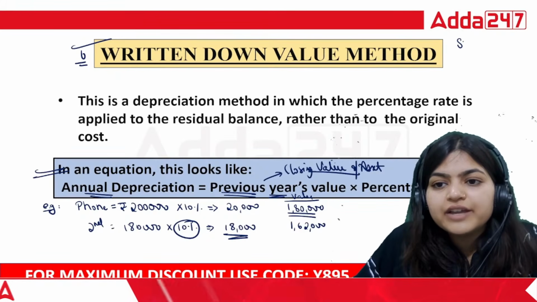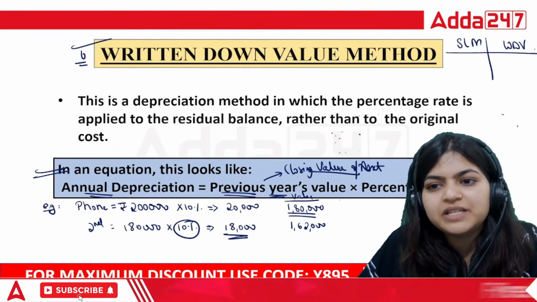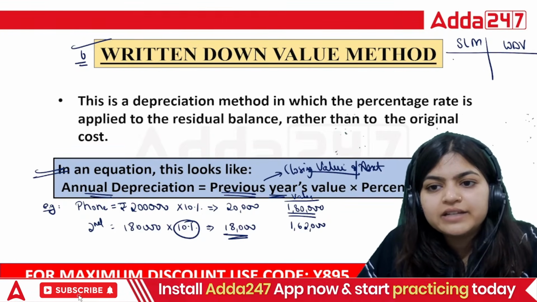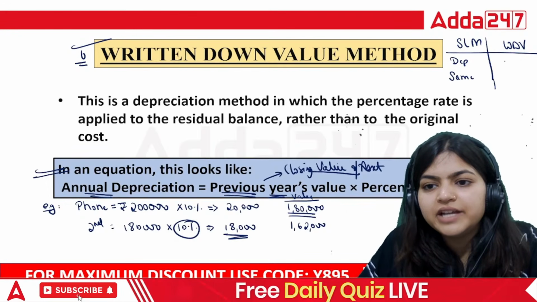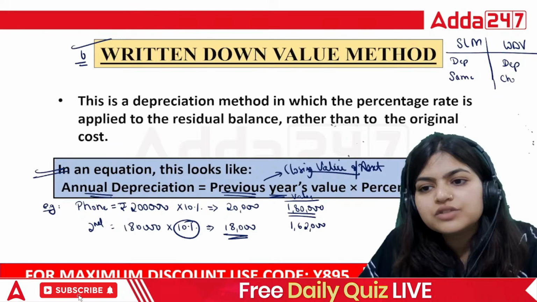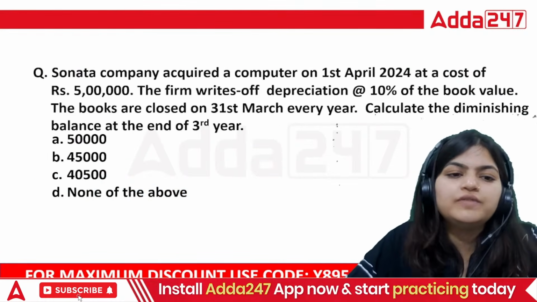So if I say in a very short manner the difference between SLM and WDV: in SLM the depreciation amount remains the same, and in WDV the depreciation amount changes on a yearly basis. Correct? So let's solve a question here.